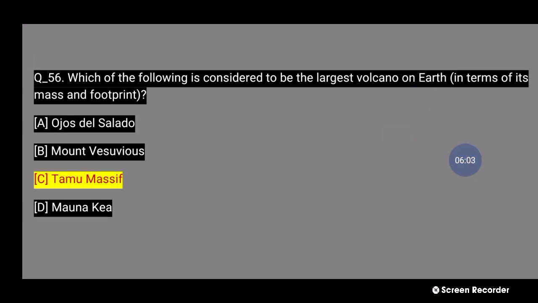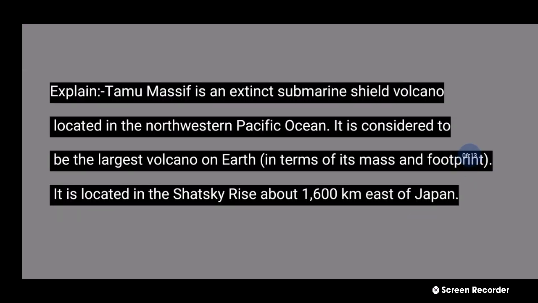Number C, Thermomassive. This is considered the largest volcano on the earth in terms of its mass and footprint. Question 56 explained: Thermomassive is an extinct submarine shield volcano located in the northwestern Pacific Ocean. It is considered to be the largest volcano on earth in terms of mass and footprint. It is located in the Shatsky Rise, about 1,600 km east of Japan.